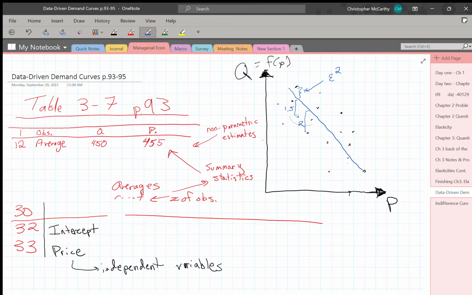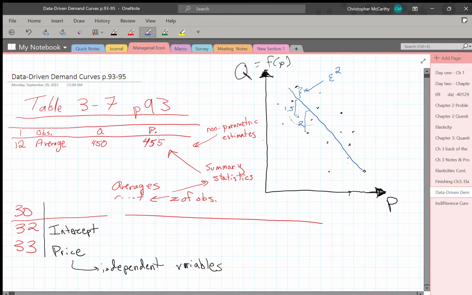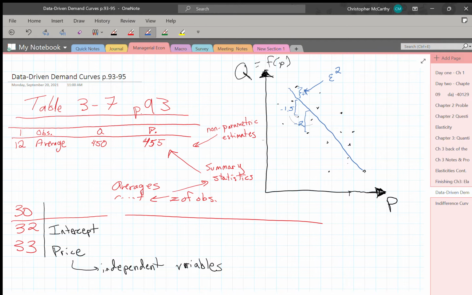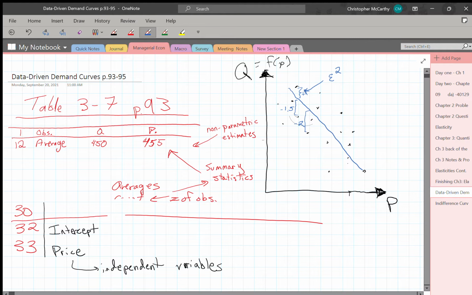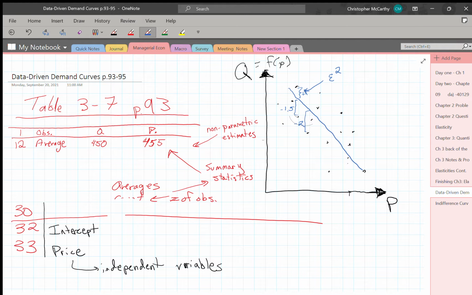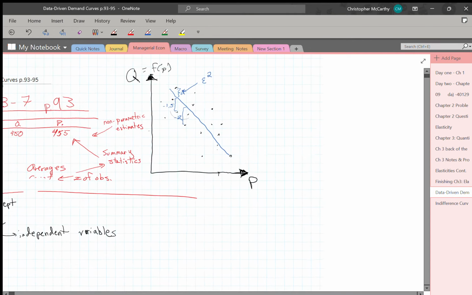Why do we need to take the absolute value? Why couldn't we just use this is -2, this is -1.5, this is +1? Why don't we just sum the differences between the points and the curve? What would happen if we did that? So we have to go simpler.